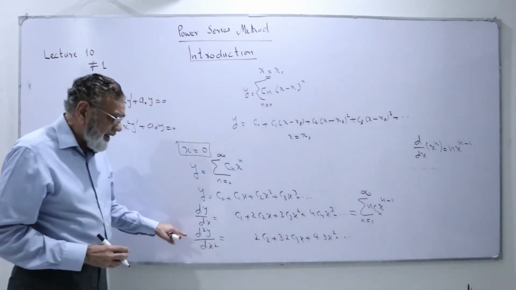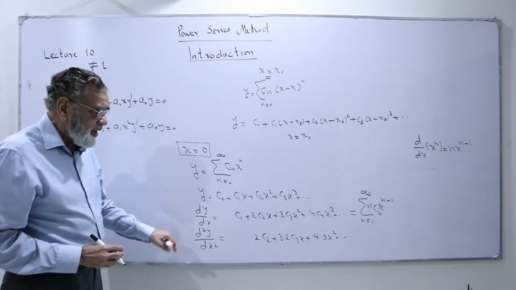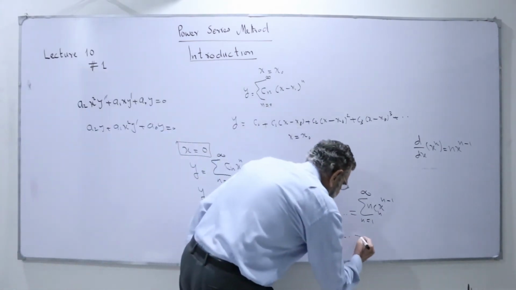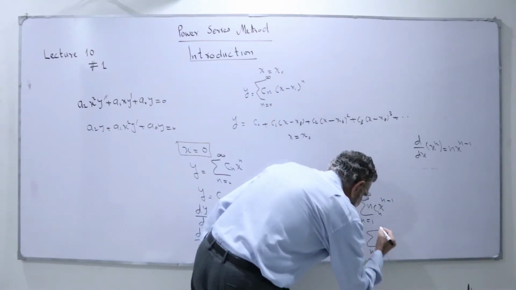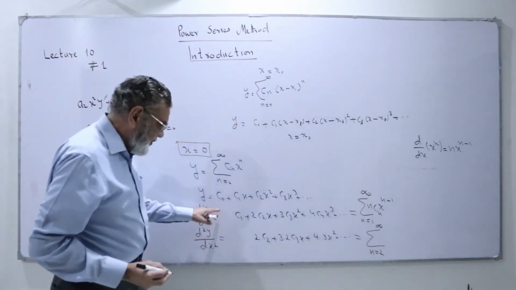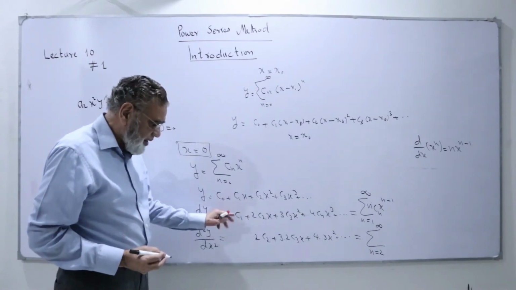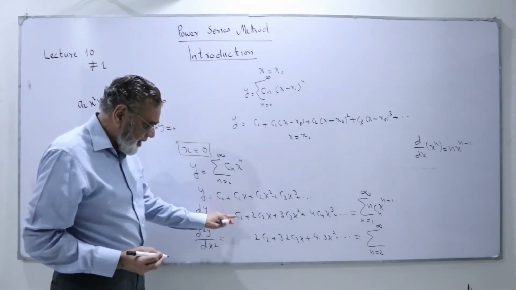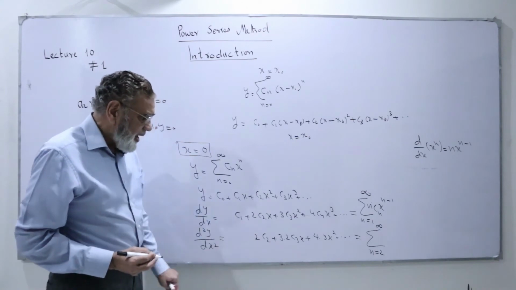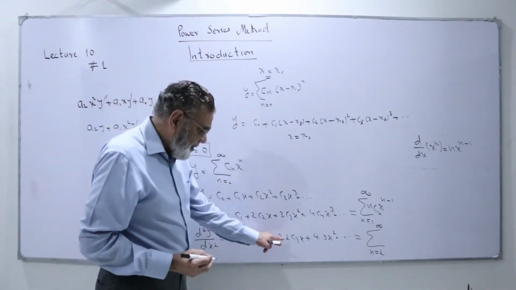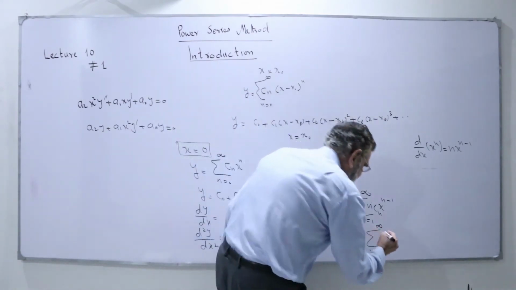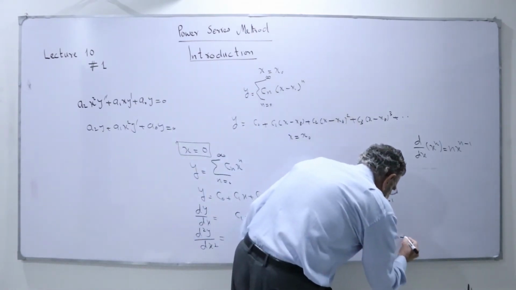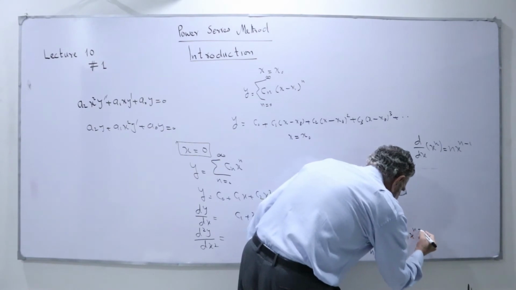Similarly, we can write the summation form of the second derivative as sigma n from 2 to infinity, because the value of c0 is a constant, so its derivative is 0, and c1 x differentiated is also a constant, becoming 0. So it's starting from 2. And we have n into n minus 1 c_n x to power n minus 2.